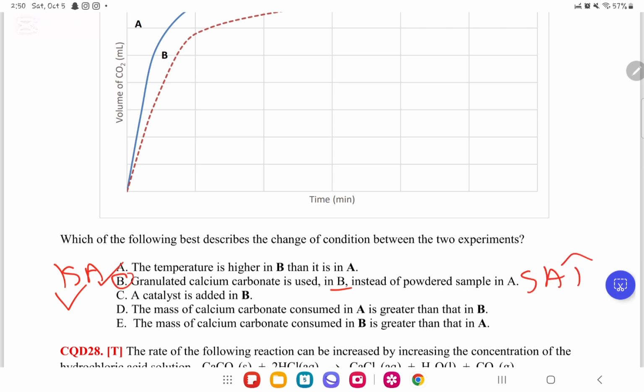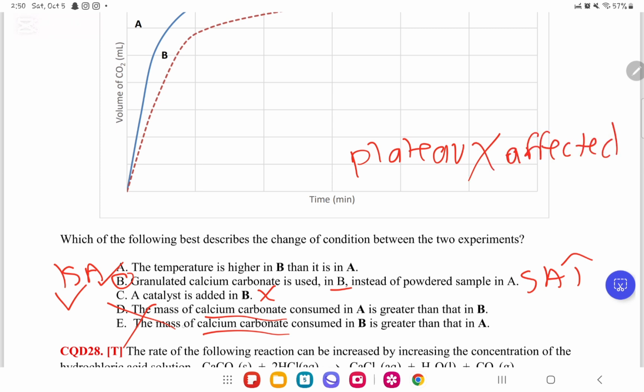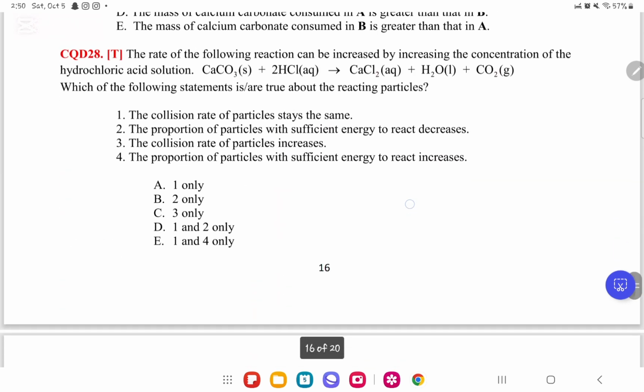C, a catalyst is used in B? No, a catalyst was probably used in A. We said anything to do with the concentration of the limiting, which is calcium carbonate, we do not take it. So D and E, we do not take it because the plateau was not affected. Only if the concentration of the limiting was affected, then definitely the plateau is affected. Here it was not affected, so the concentration wasn't affected. So the correct answer is B.